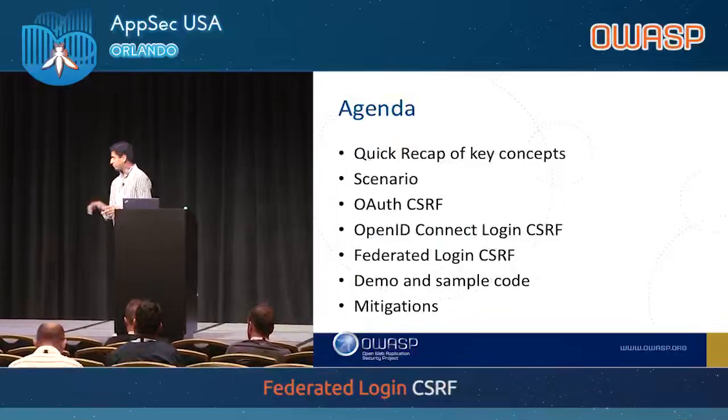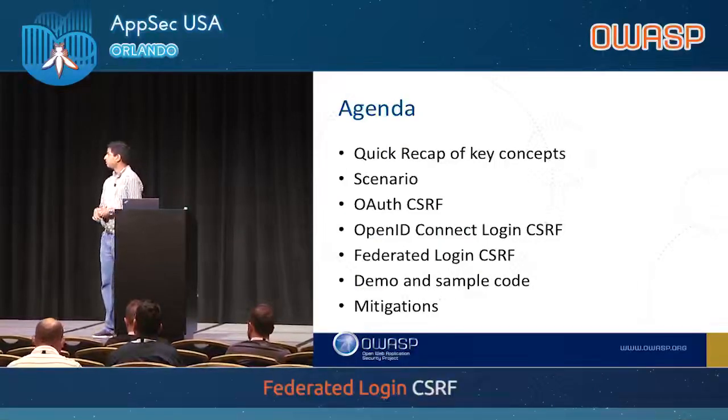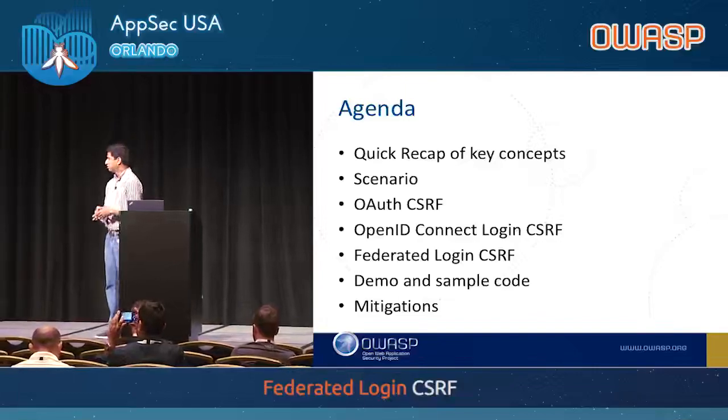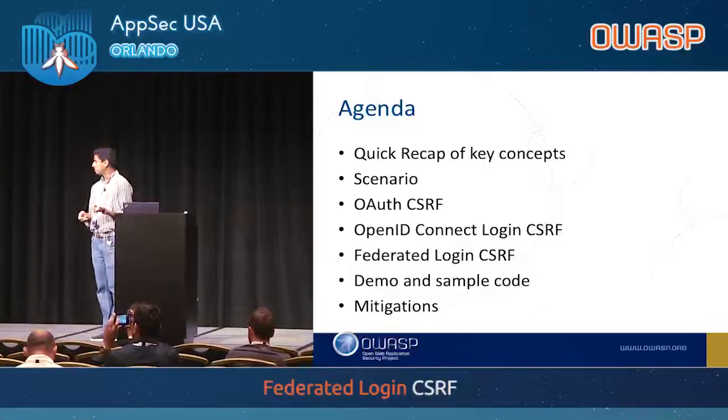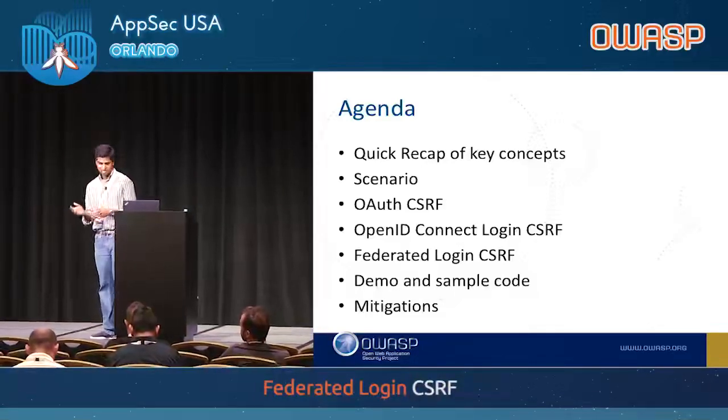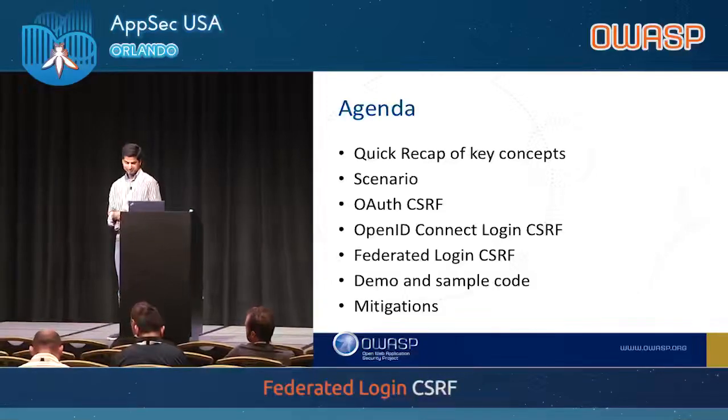So here's a brief outline of what I'll be talking about. I'll do a quick recap of some key concepts that we needed for understanding this threat. I'll present a scenario, which we'll use throughout the talk. Some basics about OWASP CSRF, OpenID Connect Login CSRF, and introduce this new concept called Federated Login CSRF. I'll also give a demo of a short scenario and some sample code if you want to try it out yourself, and propose some mitigations for the same.